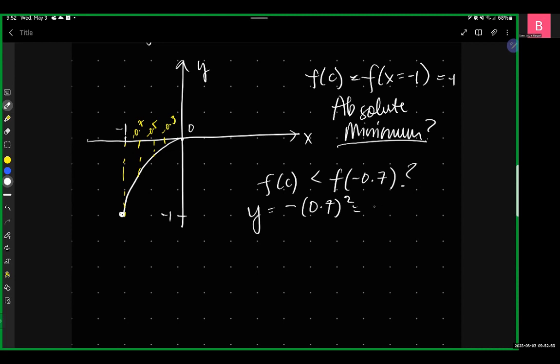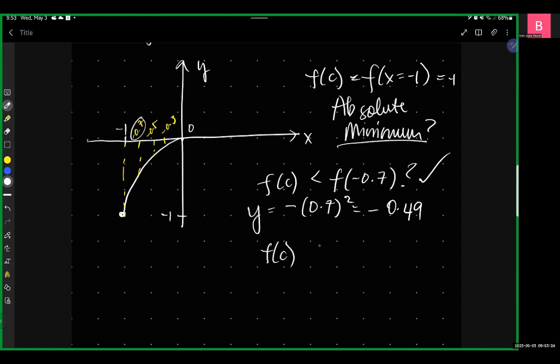Negative 0.49. So now, which is less, negative 1 or negative 0.49? Which is lower, negative 1 or negative 0.49? Okay, Evangelio says it's negative 1. So correct, no? We saw that compared to the next immediate value, our f of c is lower. So we can say this must be a minimum. But still, let's check, no?